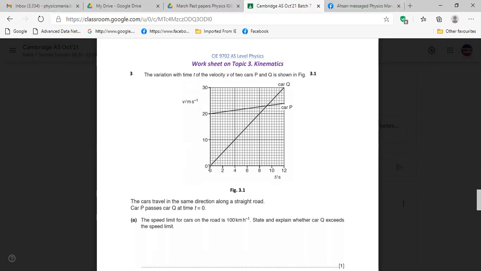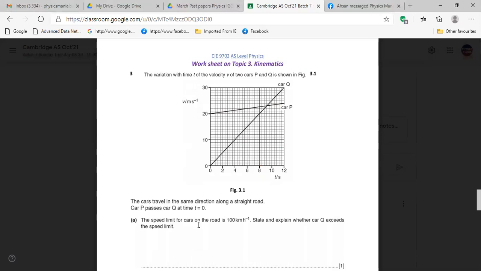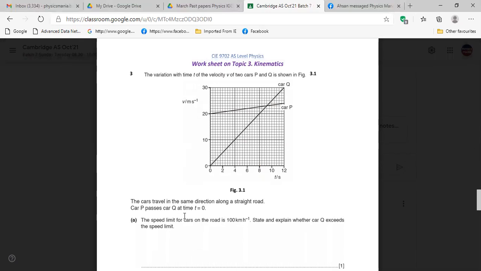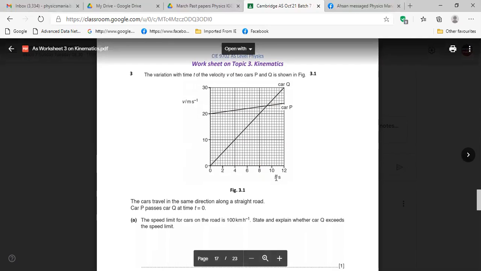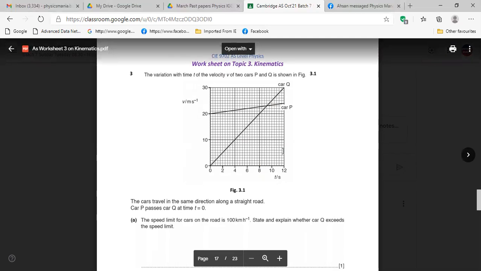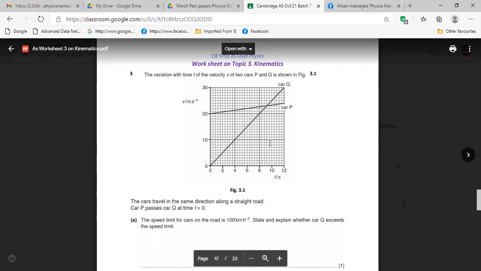So from all this information, you have to comment on whether the speed limit for cars on the road, 100 kilometer per hour, is exceeded by car Q. That means if it is crossing the limit, it will be more than 100 kilometer per hour, isn't it? It's written here second, mind it. Yes, sir. The unit is given here in seconds, but here the unit is kilometer per hour. Here it is meter per second, and here it is second. So both of them you have to convert.